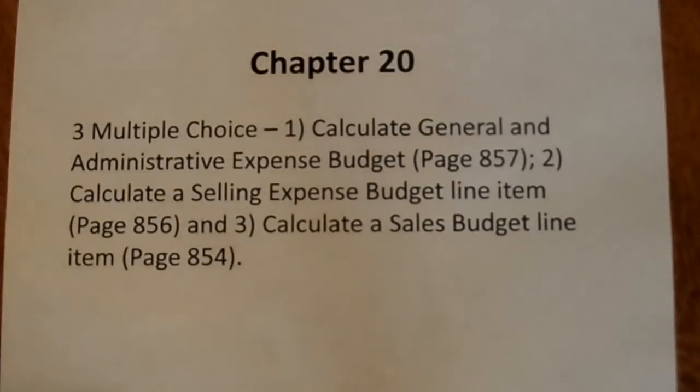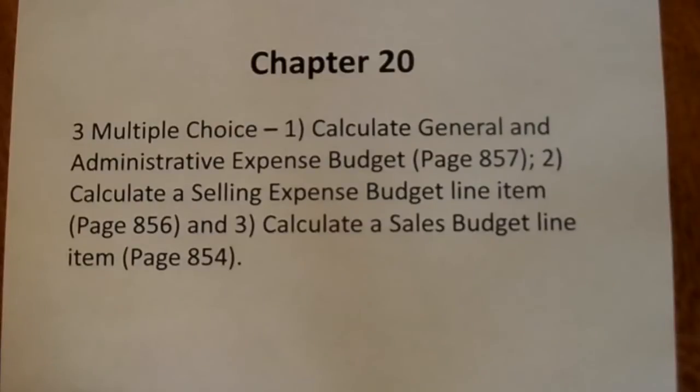Chapter 20 is the budgeting chapter, and we've got 3 multiple choice questions for this chapter. One is calculate general and administrative expense budget. That's from page 857. Here expect some numbers, some of which you'll probably need to use, some you may not, and you'll have to calculate that line item on the budget.